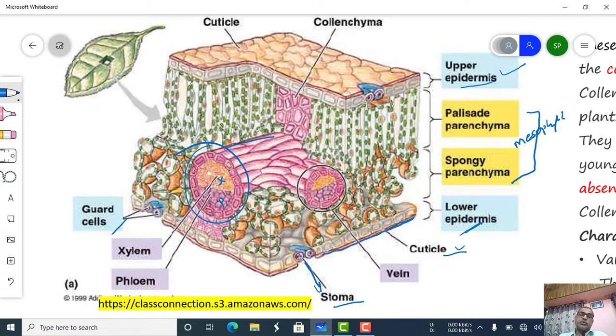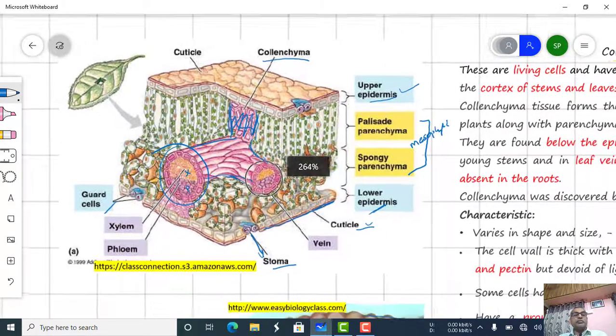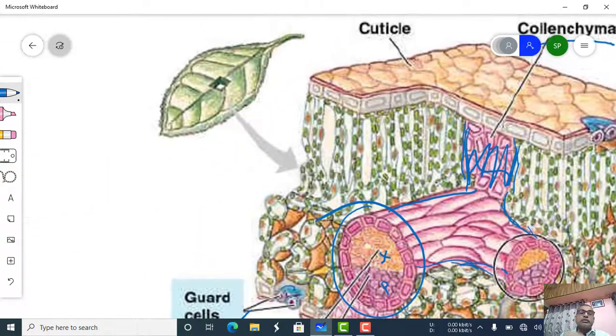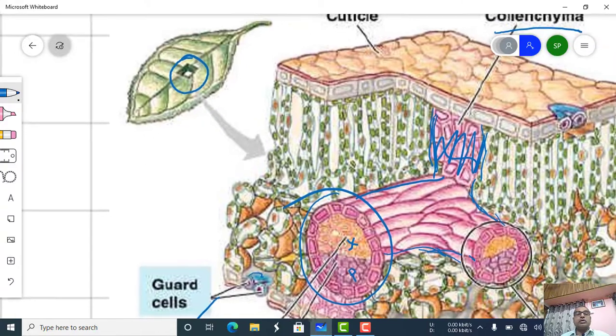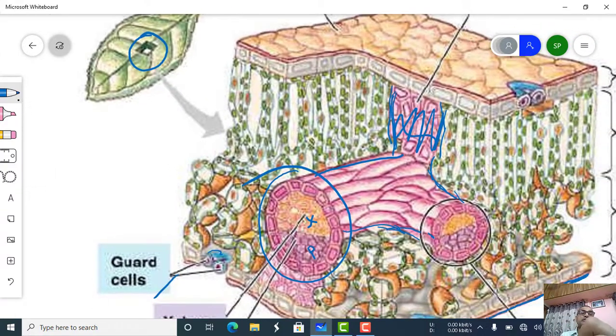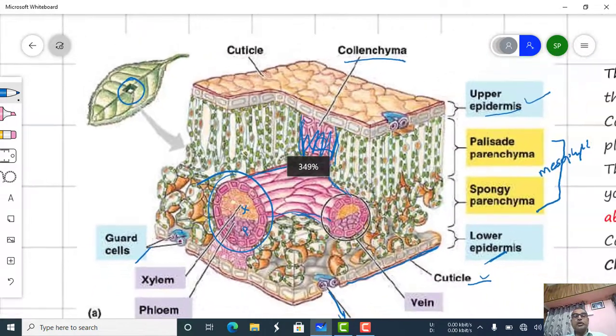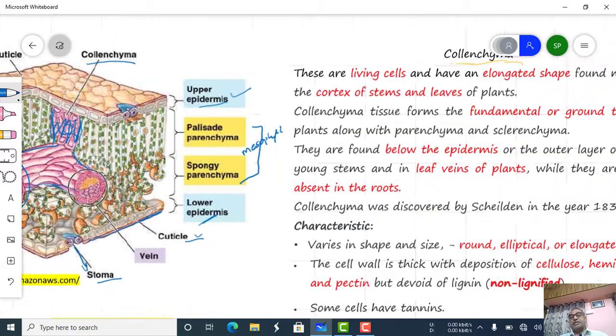So this one is the zone of vein region, because the vascular bundles are present only at the vein region, and this is the zone where collenchyma type of tissue is present. So this is a three-dimensional structure of the leaf. You can also observe the place of the section. This section is passing through the midrib region. So this is a midrib region where these collenchyma type of cells are present.